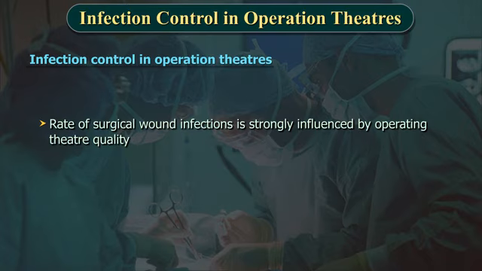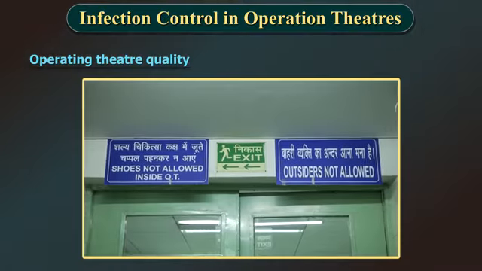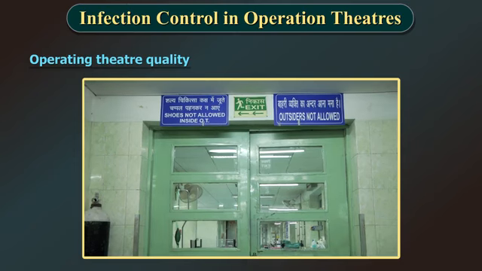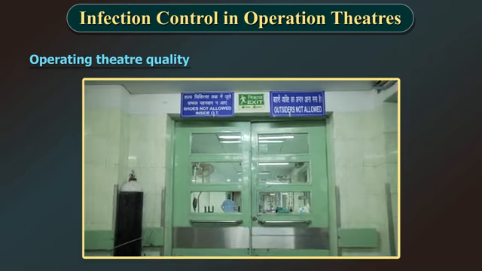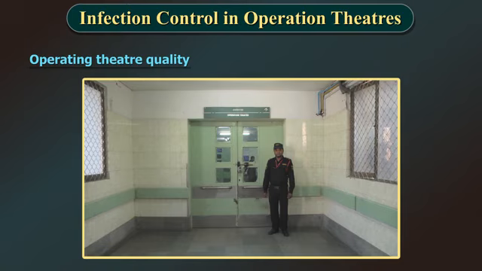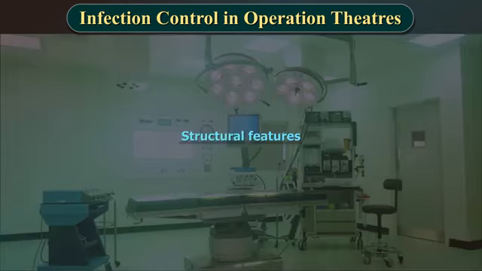The rate of surgical wound infections is strongly influenced by operating theatre quality too. A safe and salubrious operating theatre is an environment in which all sources of pollution and any microenvironmental alterations are kept strictly under control. This can be achieved only through careful planning, maintenance, and periodic checks, as well as proper ongoing training for staff.